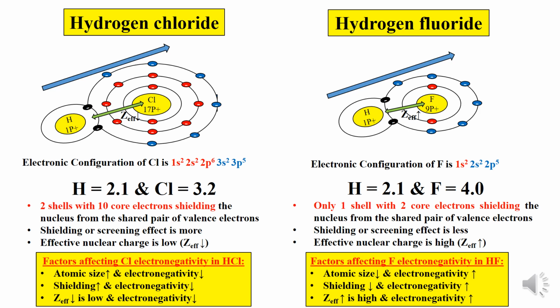So these factors govern or dictate the polarity of a molecule. That is the nuclear charge, atomic size, and shielding. And as a result, hydrogen fluoride molecule is more polar than hydrogen chloride molecule. So this is about these two molecules. But why is fluorine the most electronegative element in the periodic table? Let's find out.